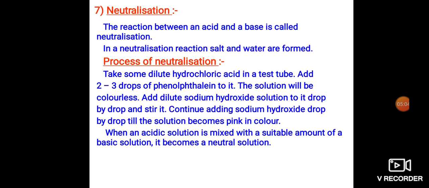Take some dilute hydrochloric acid in a test tube, add 2 to 3 drops of phenolphthalein. The solution will be colorless. Add dilute sodium hydroxide solution to it drop by drop and stir it. Continue adding sodium hydroxide drop by drop till the solution becomes pink in color. When an acidic solution is mixed with a suitable amount of basic solution, it becomes a neutral solution.